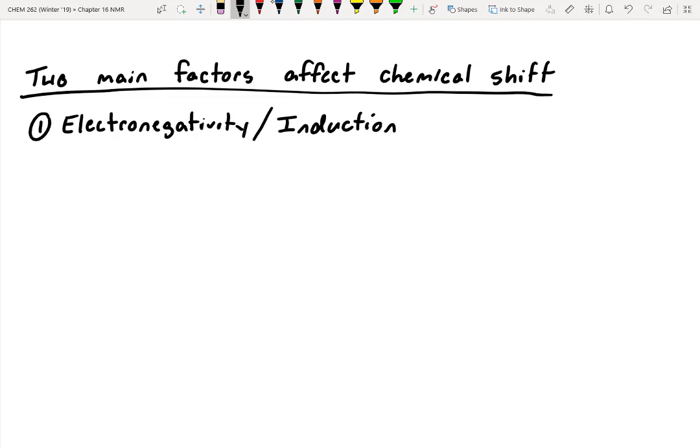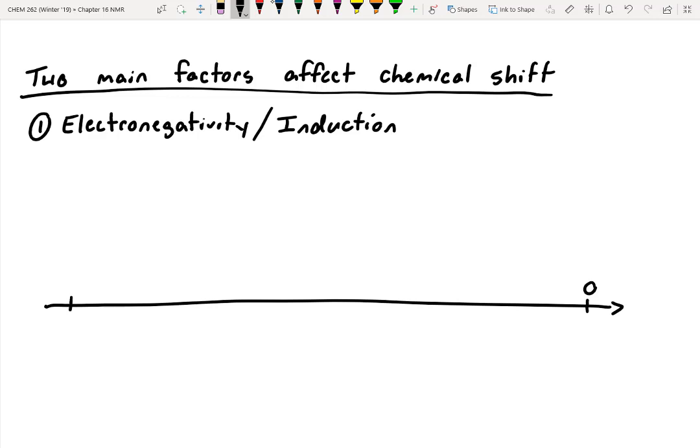So in general, if we think about our 0 to 12 scale here, and we'll do this in ppm, I'm going to actually split this up. We'll do 10 and 5. Electronegative elements will shift compounds closer to 4 or 5-ish.